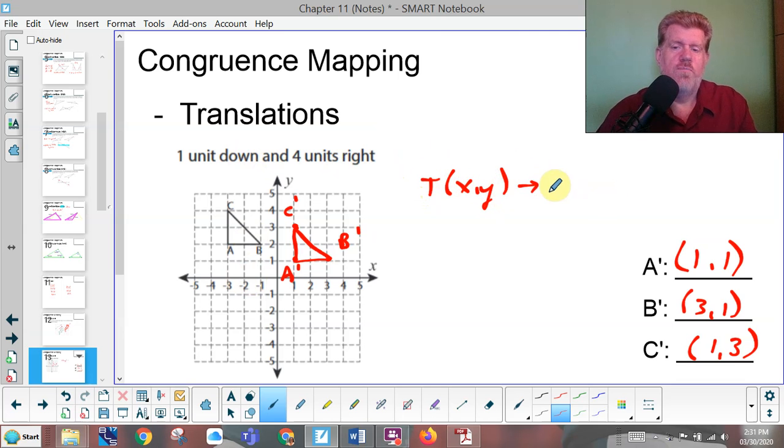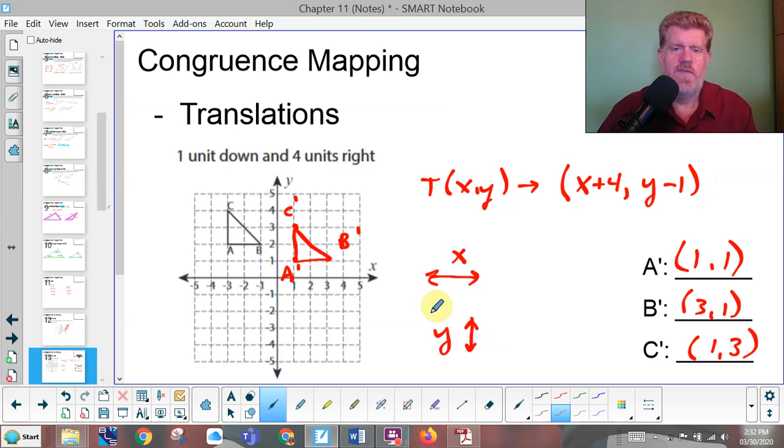We're going to take our points and move them. Now remember, x is left and right. X goes first. So we go 4 units right. And right is positive. So we're adding 4 to the x. That means we're moving it 4 to the right. We're moving the y down. Remember, y is an up and down motion. So we're moving y down 1. And that is how we do a translation on a coordinate grid. So this means 4 units right and 1 unit down.